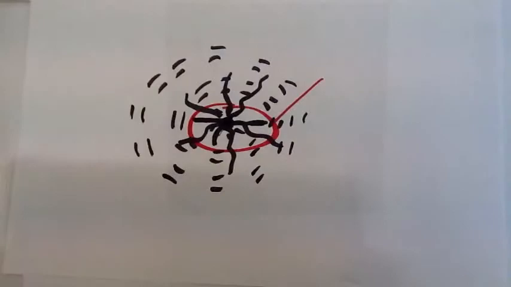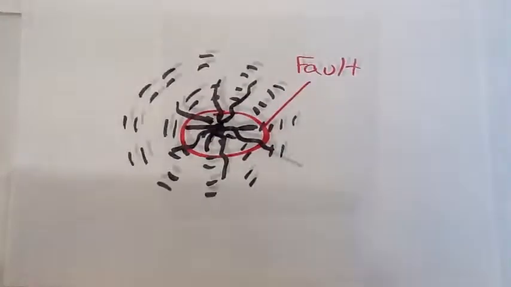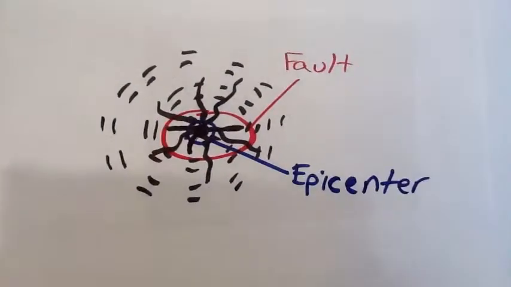There is a fracture or break in the Earth's crust, and this can sometimes cause an earthquake. Here we have a fault, and the epicenter of an earthquake occurs here.